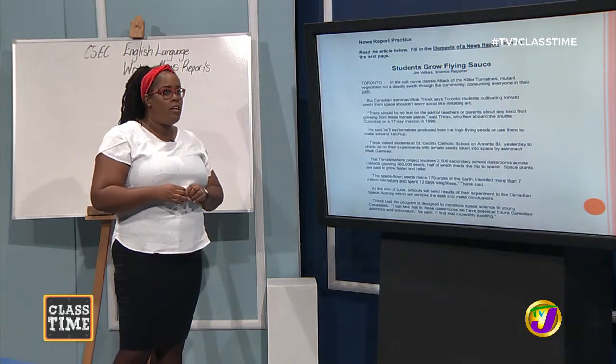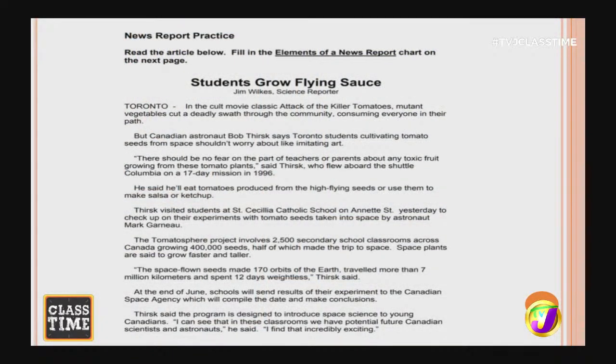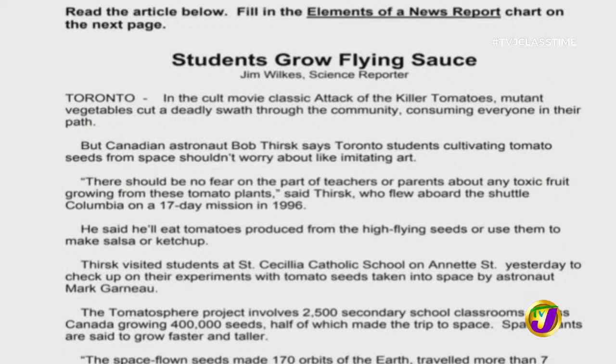Students grow flying sauce. Jim Wilkes, science reporter. Toronto. In the cult movie classic Attack of the Killer Tomatoes, mutant vegetables cut a deadly swath through the community, consuming everyone in their path. But Canadian astronaut Bob Thirsk says Toronto students cultivating tomato seeds from space shouldn't worry about imitating art. It should be life imitating art.